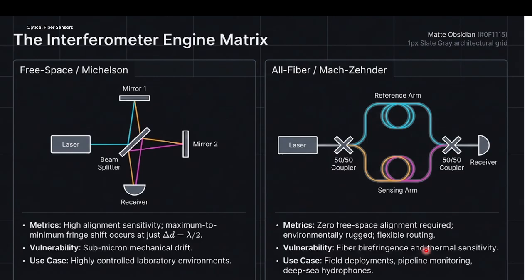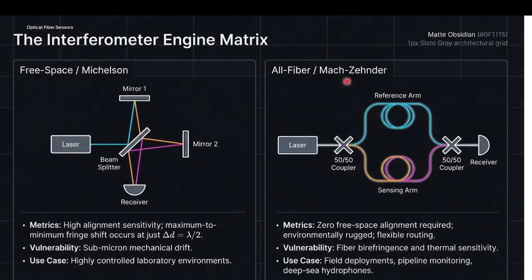So what kind of interferometers can be used to create the phase mismatch condition? The first one is the free space or Michelson interferometer, where the metric is high alignment sensitivity; the maximum to minimum fringe shift occurs in just delta d equal to lambda by 2, half of the wavelength. The vulnerability is submicron mechanical drift, and the use case is highly controlled laboratory environments.